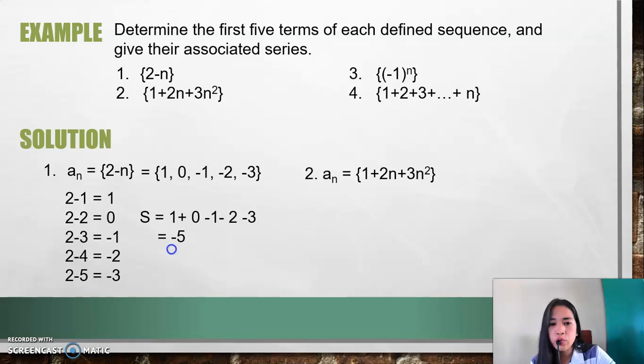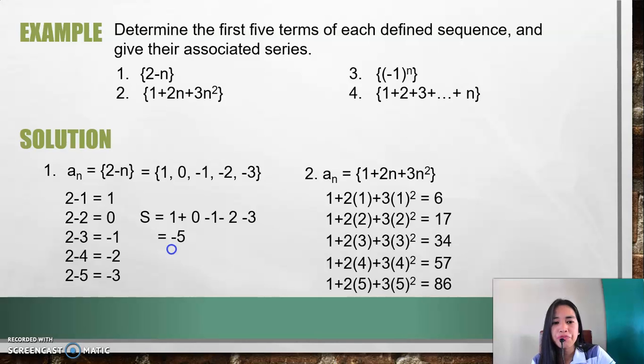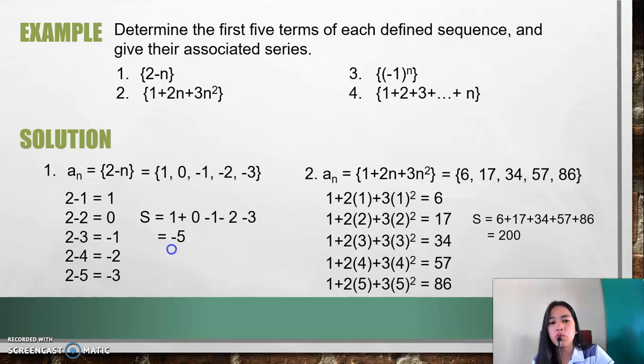Okay, for number 2, the same process. We just substitute 1, 2, 3, 4, 5 to the values of n. And we obtain the numbers 6, 17, 34, 57, and 86. So, the associated series is just, you're going to add all the 5 numbers and the result is 200. So, I will leave number 3 and 4 for you to solve.